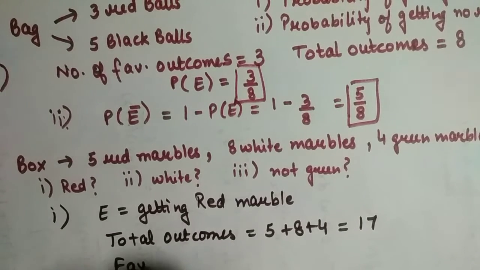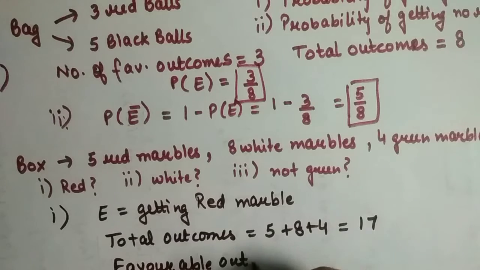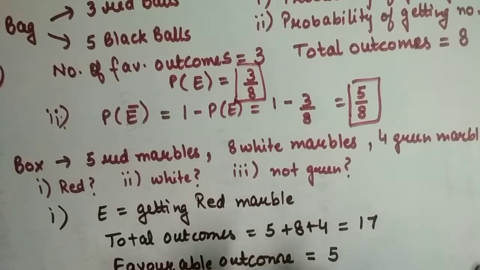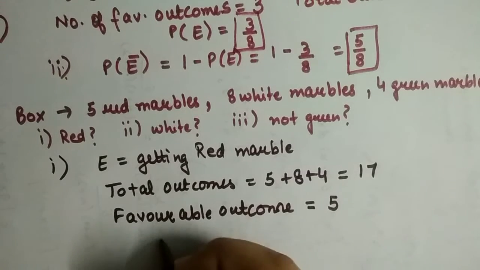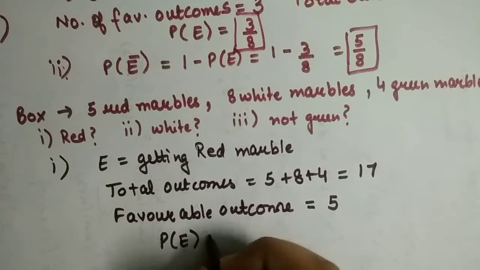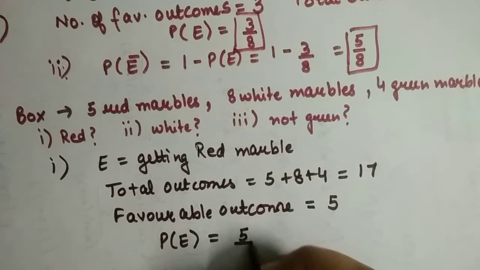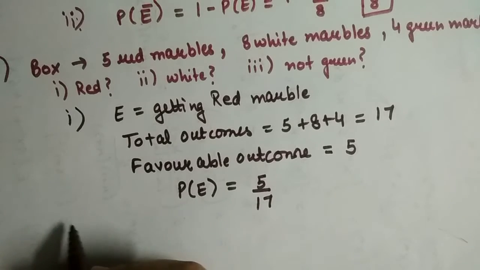Favorable outcomes: our event is getting a red marble, so the favorable outcome is 5, because there are 5 red marbles in the box. So the probability of the event is favorable outcomes upon total outcomes, 5 upon 17. Similarly, we will do the second part.